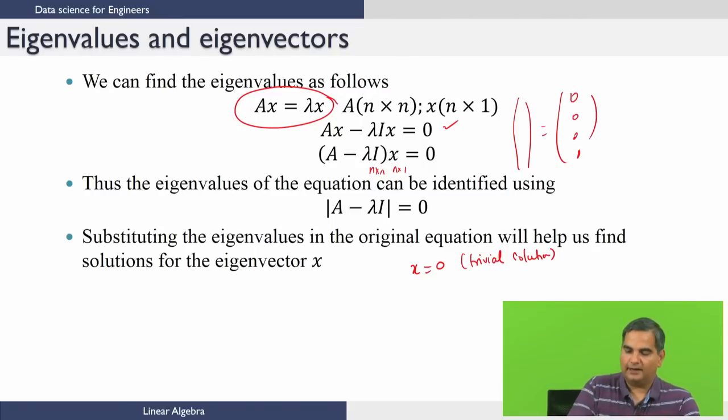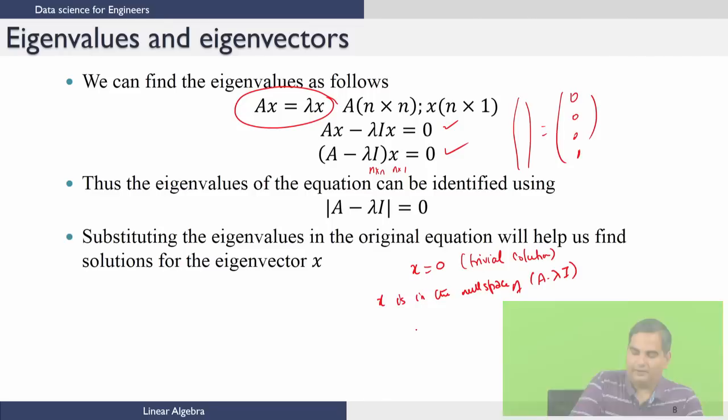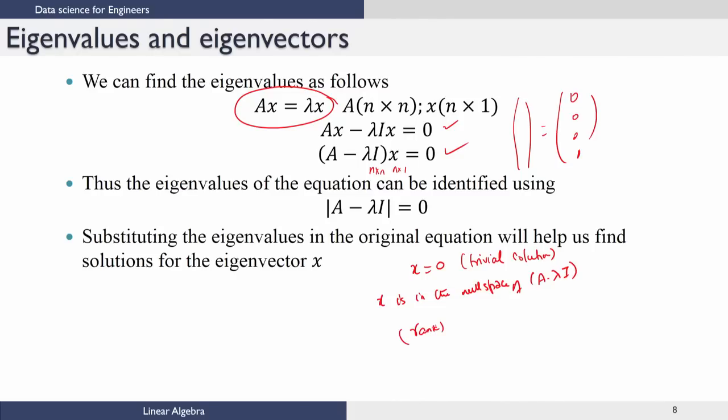Now notice that if this equation is solvable, then x is in the null space of the matrix A minus lambda I. This is something that we have seen before while we defined the null space. And we also know that the rank nullity theorem says the rank of the matrix plus nullity equals n, which is the number of columns. We are looking at square matrices, n by n matrices.